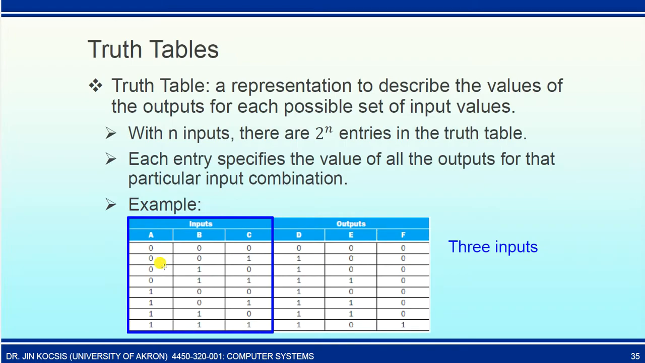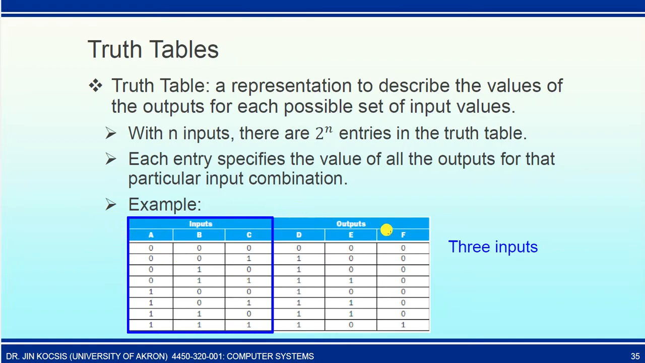So what does truth table mean? I believe many of you are very familiar with that. It's kind of straightforward. Basically, I will list all the potential input combinations. And then in the other columns, I will give the corresponding output based on the combination of the input.